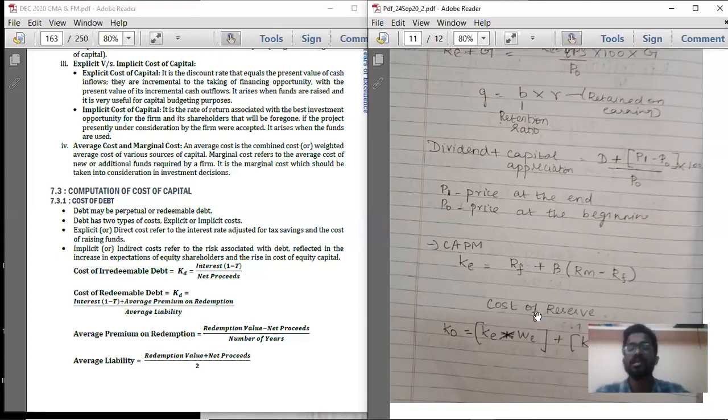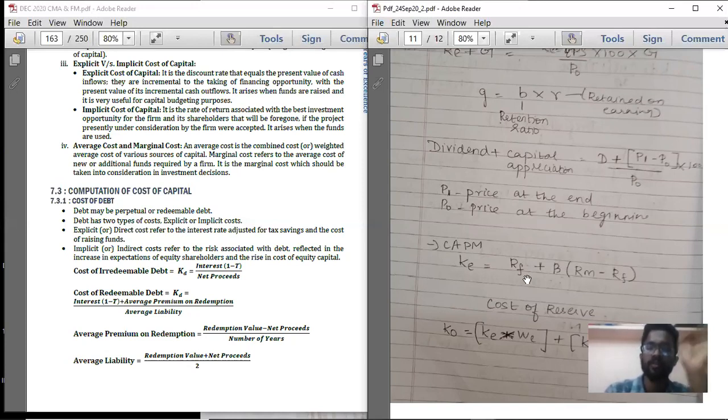Below that, KE is equal to RF plus beta into within bracket RM minus RF, close the bracket. RF is the risk-free rate of return. So cost of equity is equal to risk-free rate of return. What is this RF? Risk-free rate of return is nothing but the return received from government bonds. That is called the risk-free rate of return.